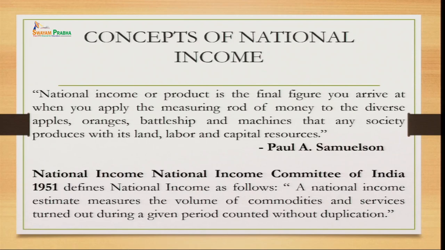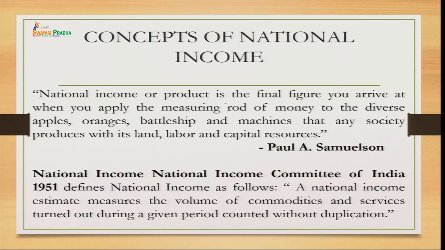Now let us have a look at national income. We have talked enough about what macroeconomics is. We have also seen the interaction of economic activities between two sectors and four sectors, and so far we have also talked about the macroeconomic variables. Now let us talk about what national income is and what the different ways of calculating this national income are.